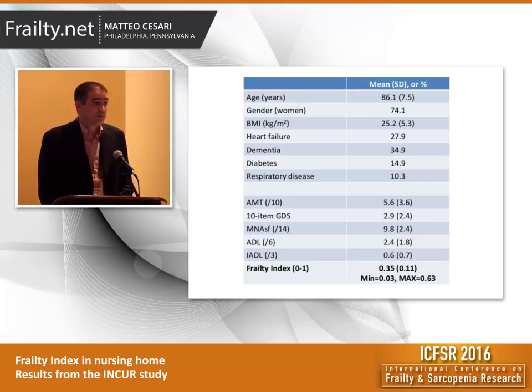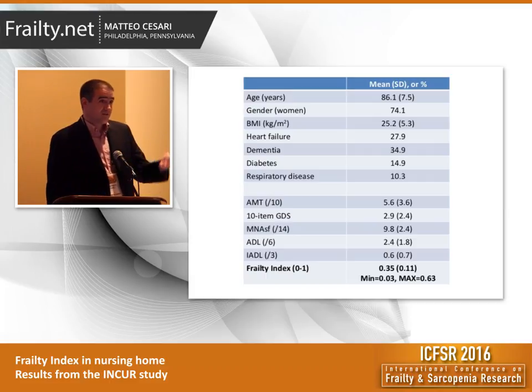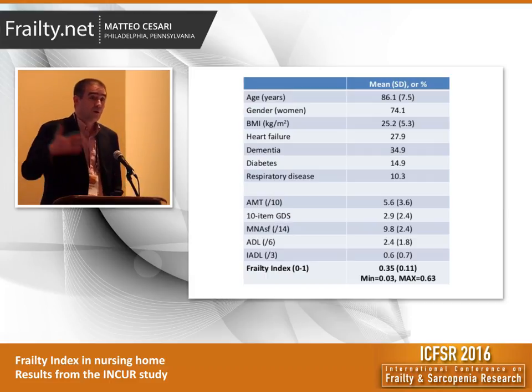This means that it is a very frail population. Usually a cut point of 0.25, that is, 1/4 of the deficits, is used for defining frailty. So 0.35 is very consistent. It is interesting to see that in the Frailty Index there is an assumption, quite usually reported in the literature, that 0.7 is the cut point beyond which it is pretty much impossible for a person to live.